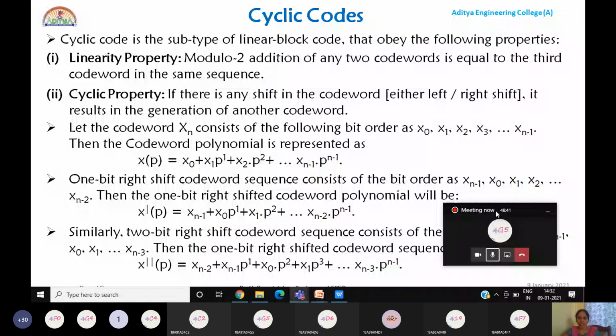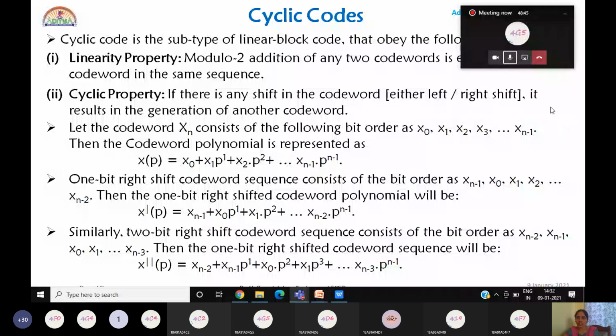If you apply a single bit right shift, then the order will be that Xn minus 1 will come first and all the remaining will be followed: X0, X1 up to so on, Xn minus 2. And the MSB bit will be Xn minus 2. Now, the one bit right shifted code word polynomial will be X dash of p. Here dash represents one bit right shift. So Xn minus 1 becomes the LSB bit: Xn minus 1 into p power 0 plus X0 into p power 1 plus X1 into p square plus X2 into p cube plus so on plus Xn minus 2 into p power n minus 1. So this is the one bit right shifted code word polynomial.